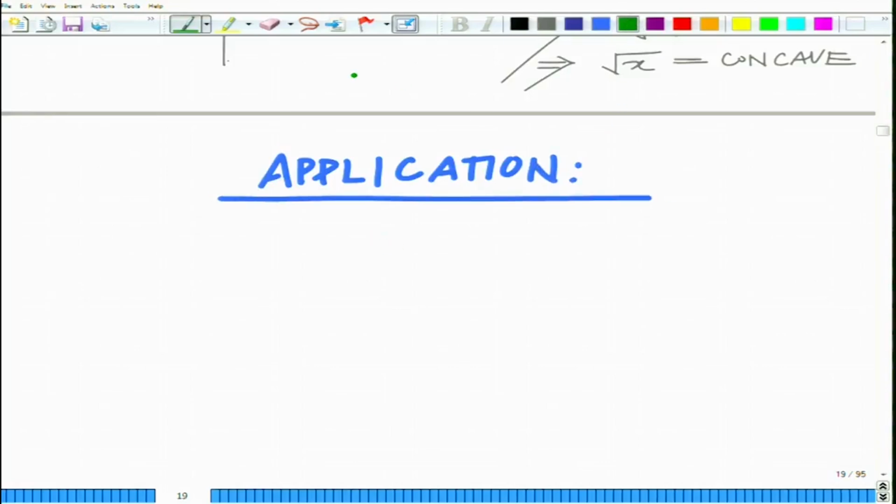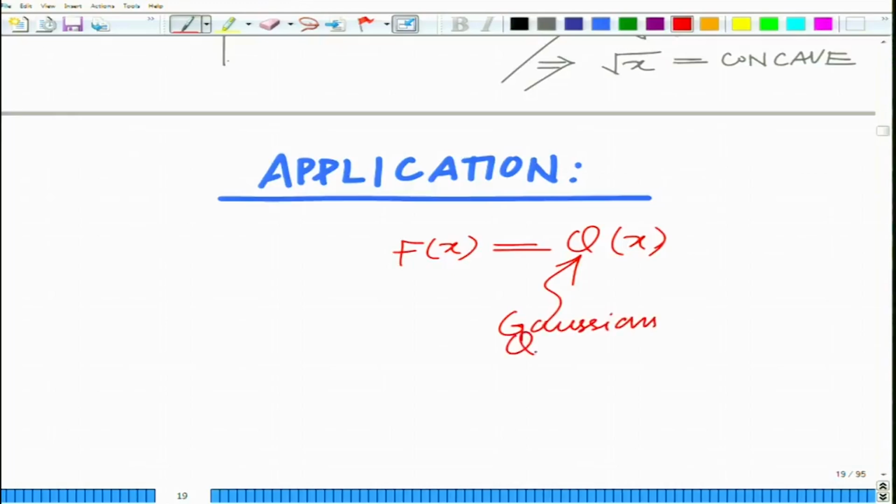Let us look at f of x equals Q of x, where Q of x is the Gaussian Q function. Okay. The Gaussian Q function, remember, this is the CCDF, complementary cumulative distribution function of the standard normal random variable. There is a Gaussian random variable with mean 0 and variance 1. This is also the tail probability of the standard Gaussian random variable. Okay.